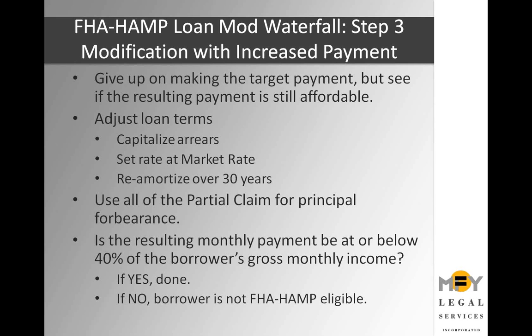So we adjust the loan terms in the way that they're always adjusted for FHA. We use all the partial claim for principal forbearance as much as we can get, and we just look and see if this new payment is at or below 40% of the borrower's gross monthly income. If it is, then that's okay. The borrower gets that payment and those terms. If not, the borrower is just not FHA HAMP eligible.